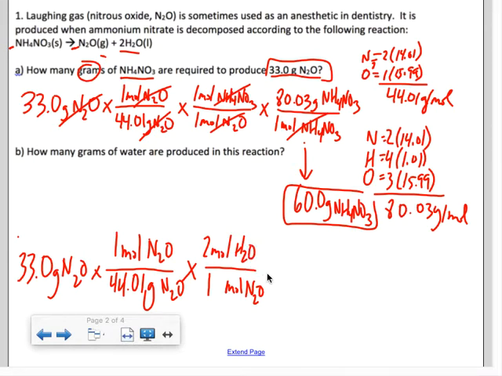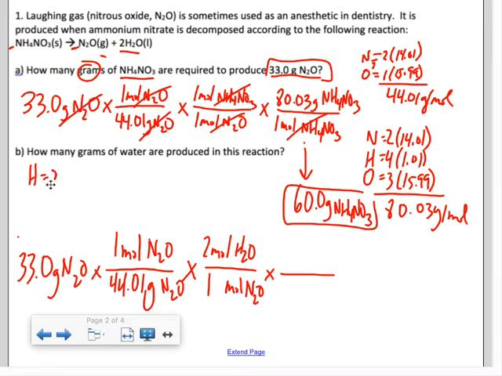2 moles of H2O on top. All right, so I need one more conversion. I'm in moles of water. I've got to get to grams of water. In order to do that, you have to multiply by the molar mass. So what's the molar mass of water? I'm going to put the molar mass of water up here.